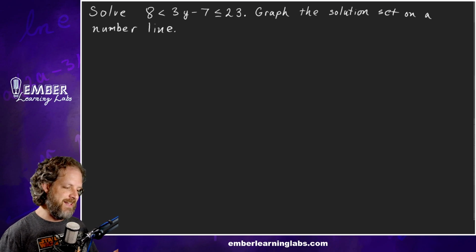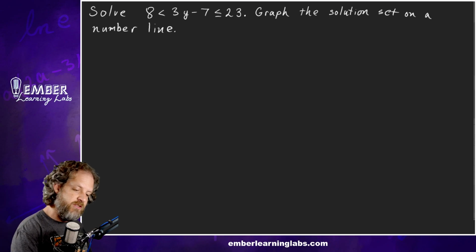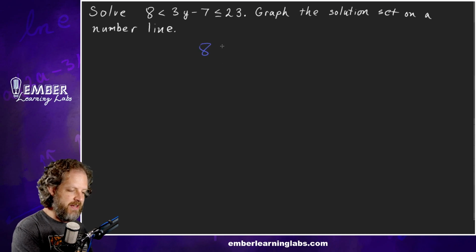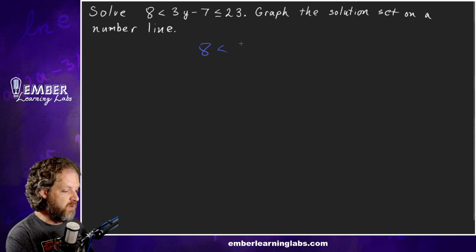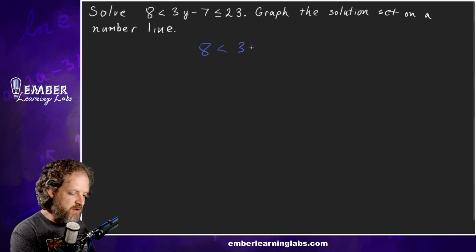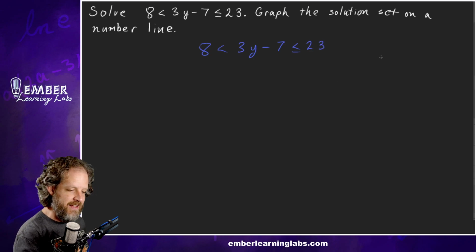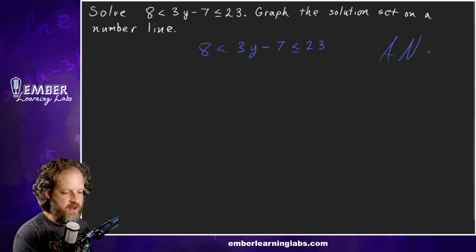Solve 8 is less than 3y minus 7 is less than or equal to 23. So we have a compound inequality here. The reason why it is a compound inequality is because you notice that there are two inequality symbols. So this particular inequality right here is typically called an and inequality, right?